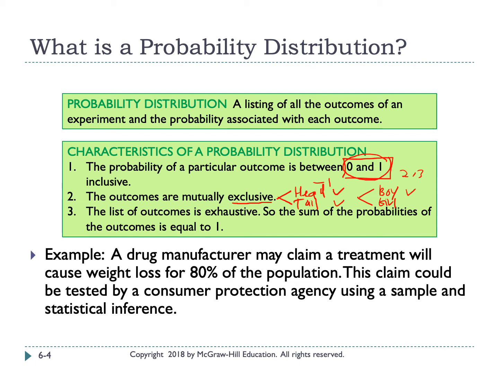And the last one, the list of outcomes is exhaustive. What is this exhaustive? It means that the sum of the probabilities of the outcomes should equal 1. For instance, you compute the first outcome and get 0.01, the second outcome you may get 0.2, and the third one 0.4. The summation of all these will give you the value of 1. Okay?